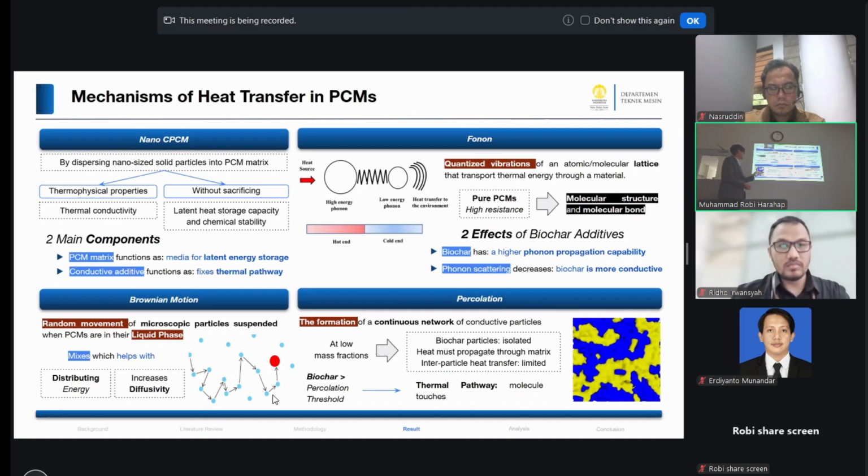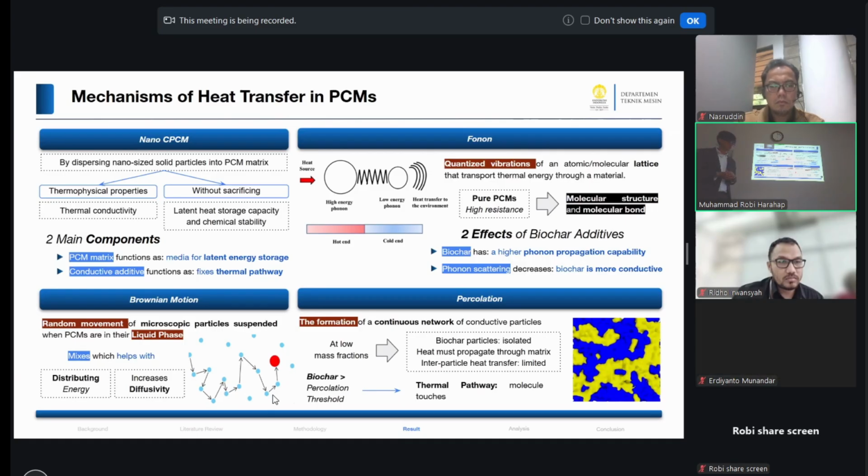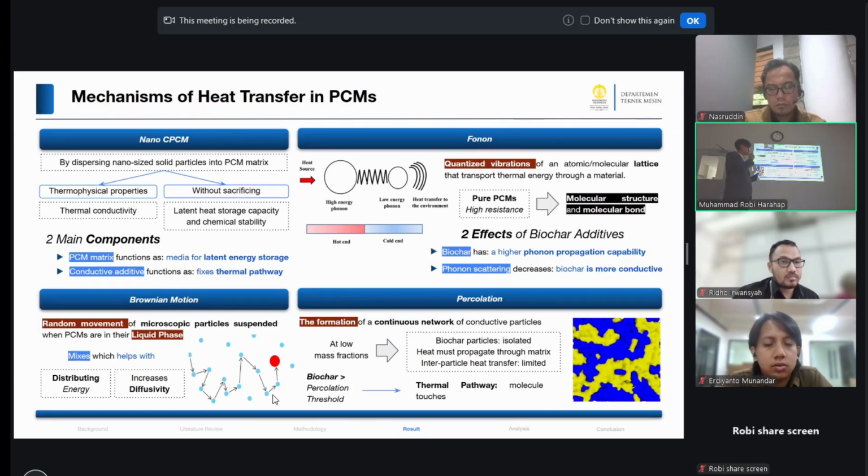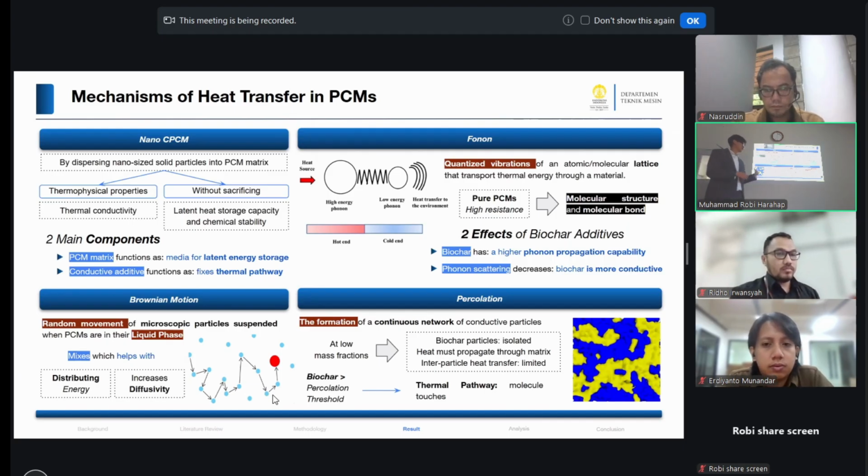Okay, more interesting is percolation. Percolation is basically the formation of continuous networks of biochar touching each other, which creates a thermal pathway. This thermal pathway is basically a mean free path for thermal energy to cross, but the amount of biochar has to be above the percolation threshold to have an effect. Okay, lastly is Brownian motion. As the picture depicts, it's basically a random movement. Here it happens in the liquid phase of the phase change material. Microscopic particles of PCMs crash into one another, and in turn crash into the biochar, which mixes microscopically and helps with distributing energy and increases diffusivity.